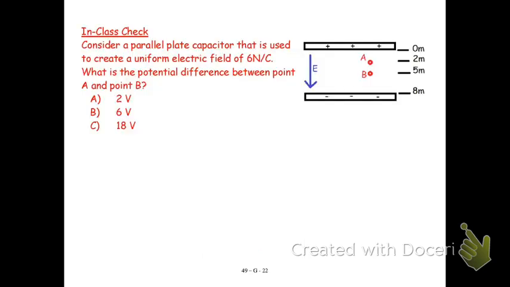Let's look at this problem. Consider a parallel plate capacitor that is used to create a uniform electric field. So I'm telling you what your E is. What is the potential difference between point A and point D? So I want my potential difference.